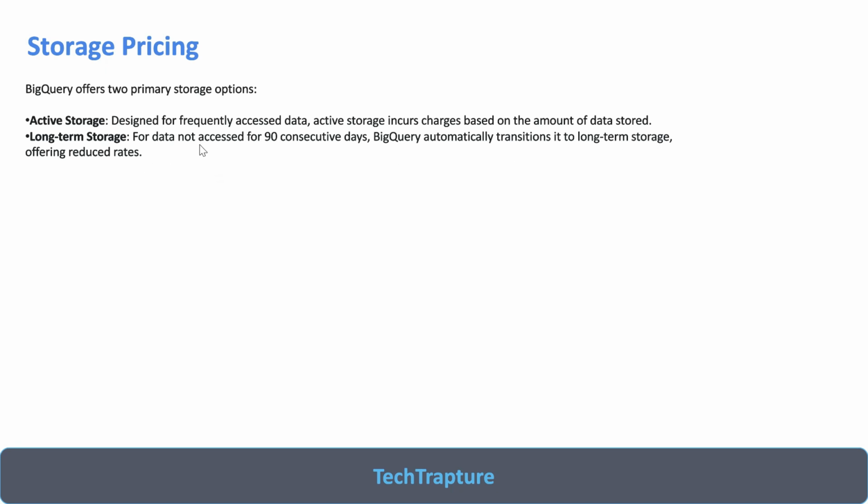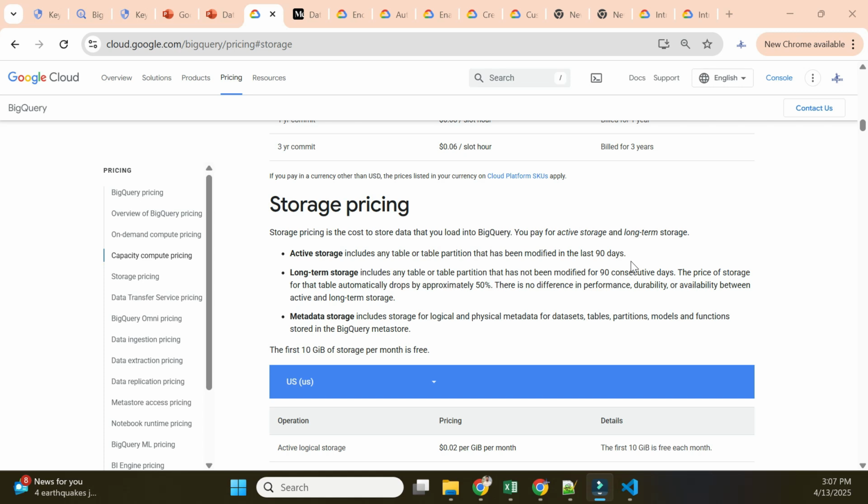And definitely there would be a different pricing for the active storage and long-term storage. So let's check what is the difference in pricing for the active and long-term storage. I'll go back to the BigQuery pricing page. Now here you can check the active storage, long-term storage. You can clearly see the statement, the pricing of storage of the table automatically drops by 50% if it is not accessed for the 90 days. So it will automatically go into the long-term storage mode and your pricing will drop.